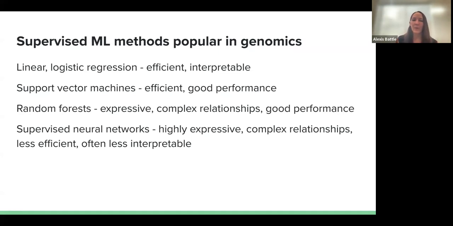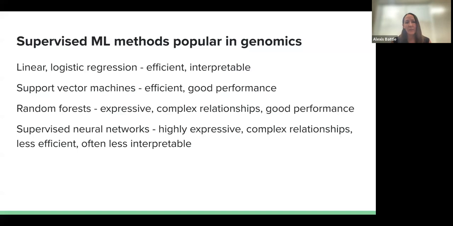Another popular approach is random forests. These are very expressive. They can capture complex relationships. They have quite good performance on many tasks in genomics. They are somewhat more challenging to interpret simply out of the box, but methods have been developed for inspecting the results of random forests to tell us which features were most important in the predictive accuracy of the method.